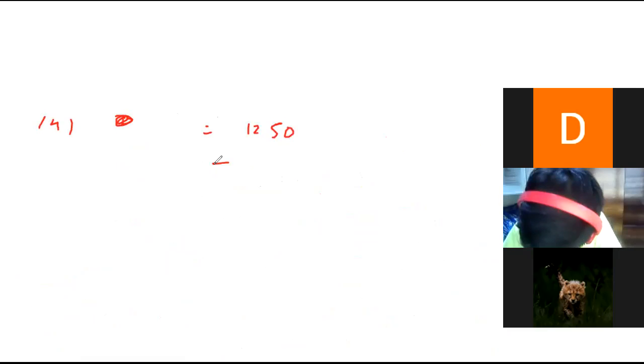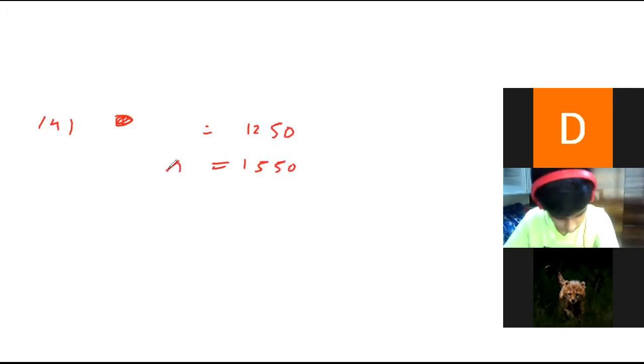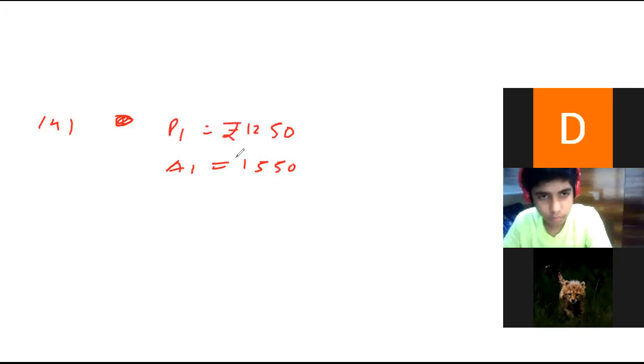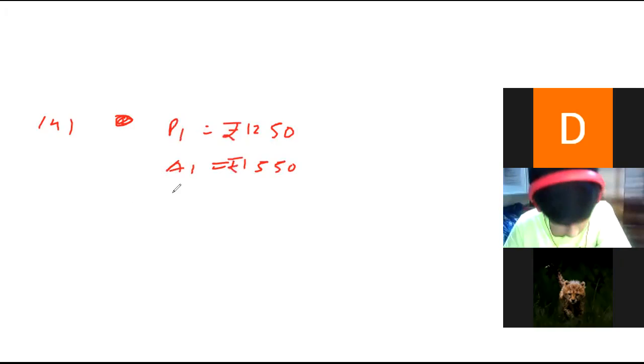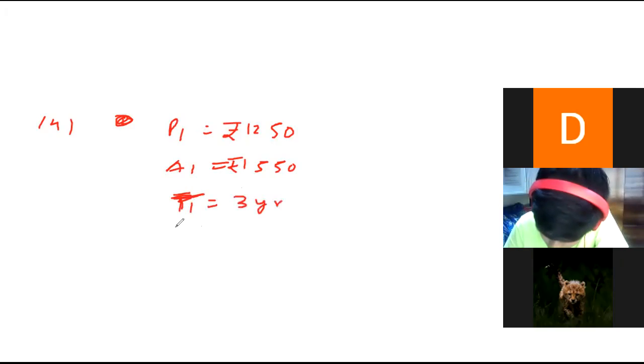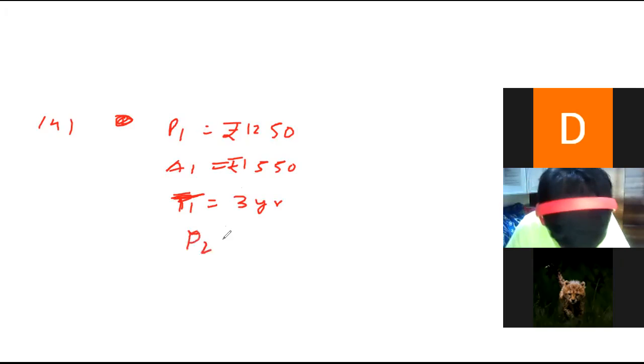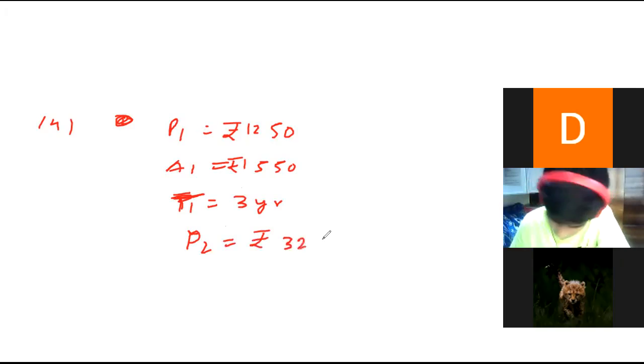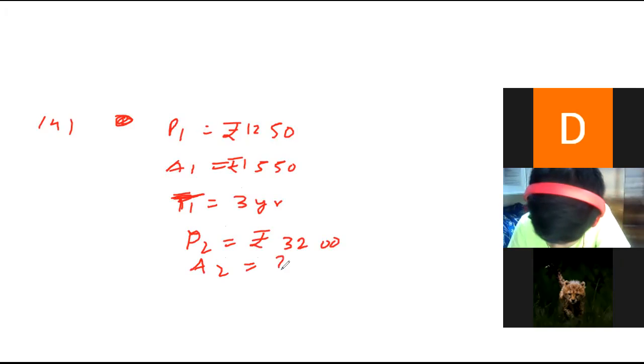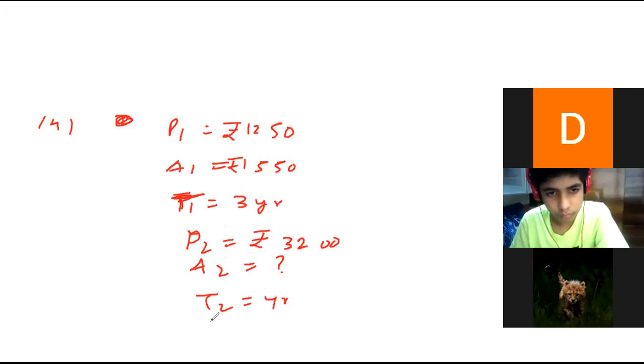If rupees 1250 amounts to 1550, so this is the first amount, first principal, in time 3 years at simple interest, what will 3,200 amount to? So when the principal is 3,200, it will amount to how much in 4 years at the same rate of interest, meaning R1 is the same as R2.